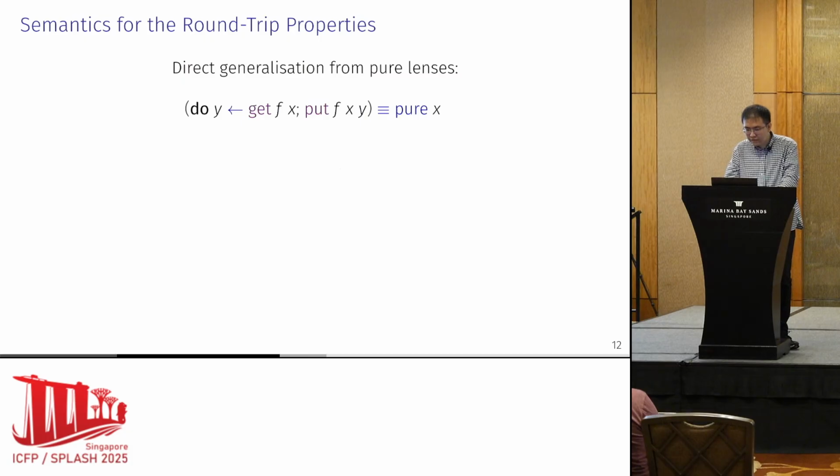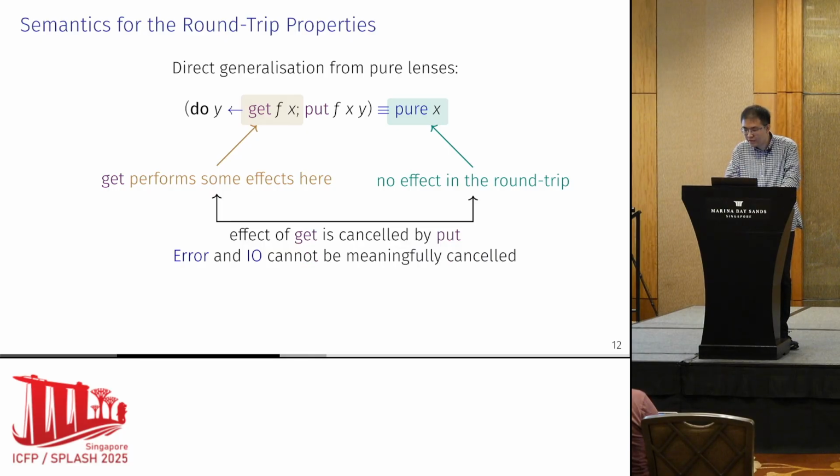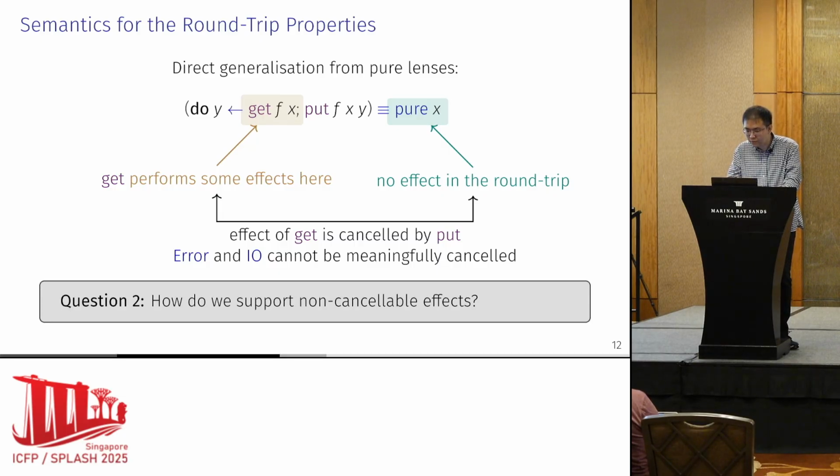And the second question comes from the semantics for the round-trip properties. So if we directly generalize the get-put property from pure lenses, we specify this in terms of get followed by put is equal to pure. Then on the left-hand side, get performs some effect here. But if we consider the right-hand side, there's no effect in the round trip, which means the effect of get is somehow canceled by put. And recall that we want to use effects like error and IO, and they cannot be meaningfully canceled. So our second question is, how do we support non-cancelable effects?